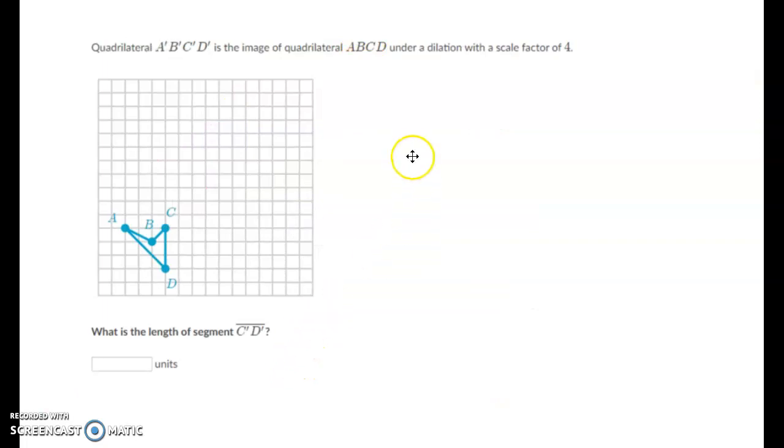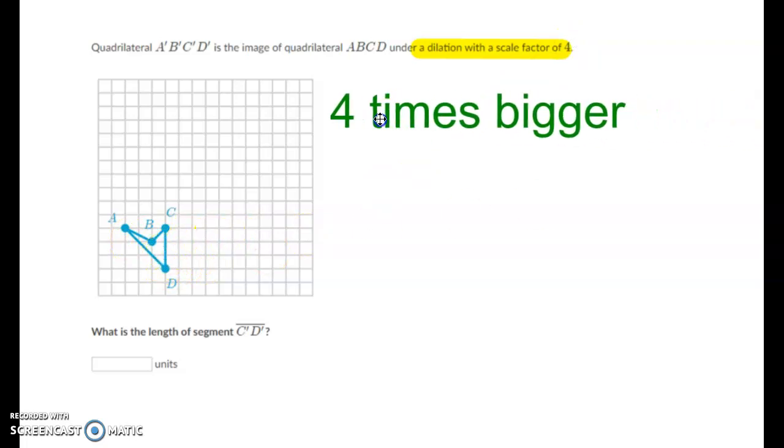All right, let's take a look at our last one. And in this one, they're saying A, B, C, D, no prime. So that is the original image under a scale factor of 4. So we're going to make this image 4 times bigger. That's what that scale factor of 4 means. And they're going to ask, well, when I do that, what will the length of C prime D prime be?